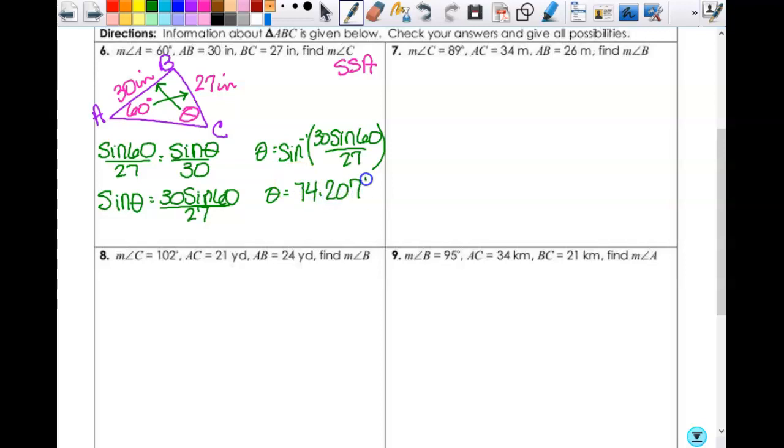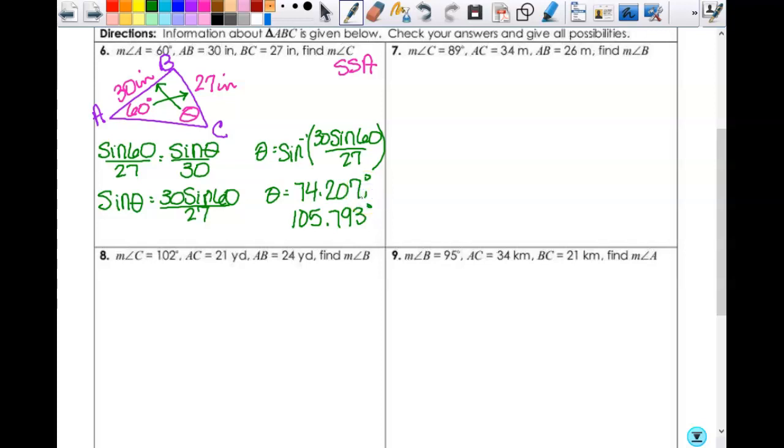I get 74.207. Do you agree with that? That's one possibility. Then, once you have that angle in your calculator, you could store it if you want to, but you don't really have to. You can just do 180 minus answer, and it'll subtract the last thing so that you can get the other possibility, which would be what? You subtract this from 180. 180 minus your answer. What do you get? About 105.793. Okay. So those are our two possibilities.